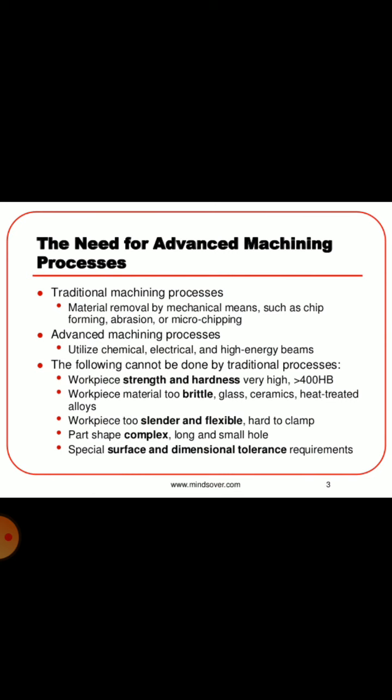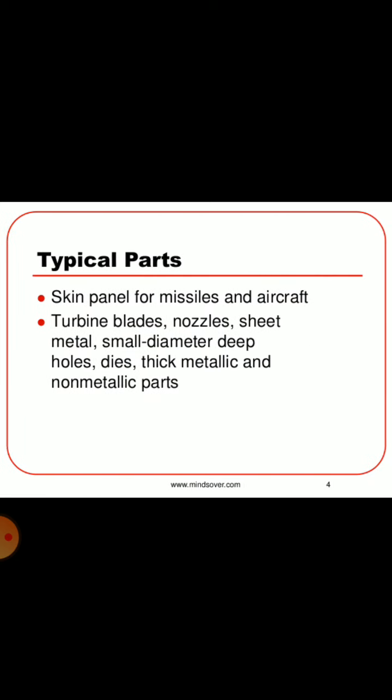The following cannot be done by traditional processes: workpiece strength and hardness very high, that is greater than 400 HB. Workpiece material too brittle, glass, ceramics, heat treated alloys. Workpiece too slender and flexible, hard to clamp. Part shape complex, long and small hole, special surface and dimensional tolerances requirements.